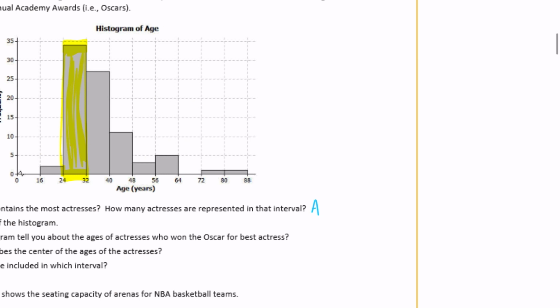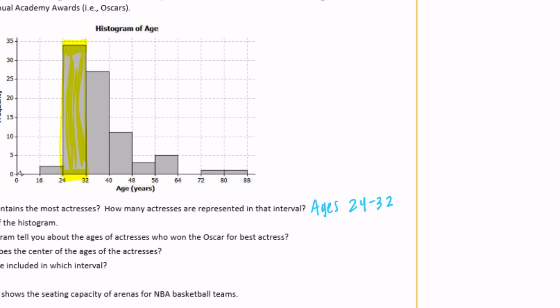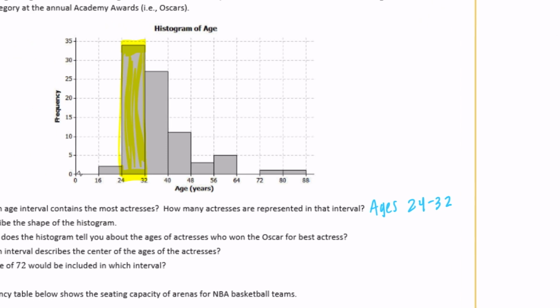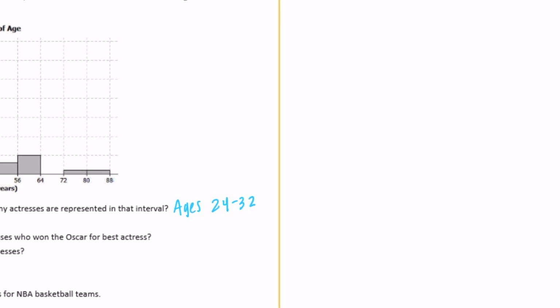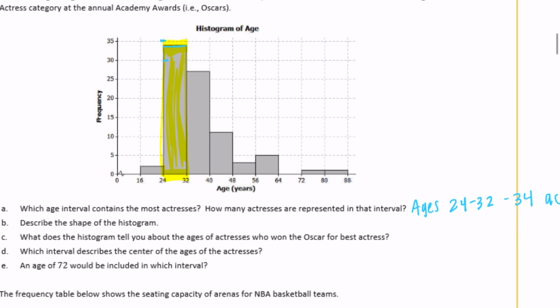So ages 24 to 32. And how many were there? Let's see. So it stops right there. So this is 30. This is 35, so it looks like there are 34 because it's pretty close to 35. So there are 34 actresses in between that age who won Best Leading Actress.